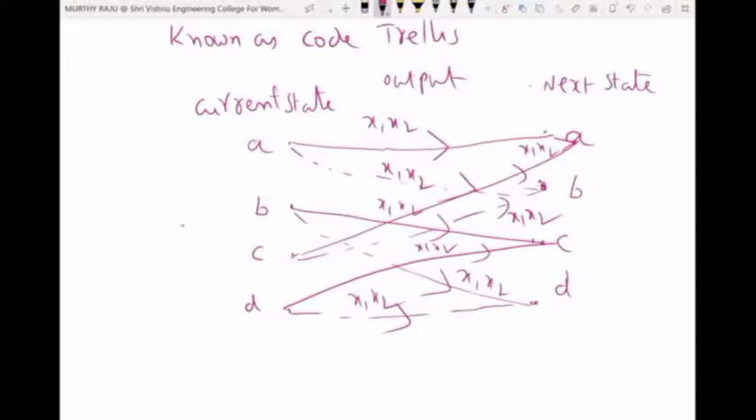This is the code Trellis structure, which is very useful to construct the Trellis structure.